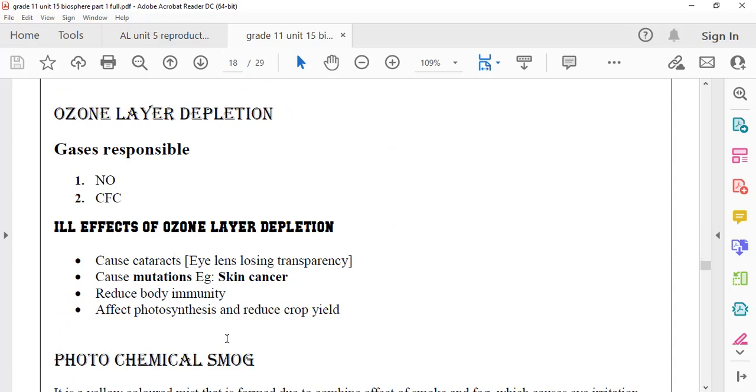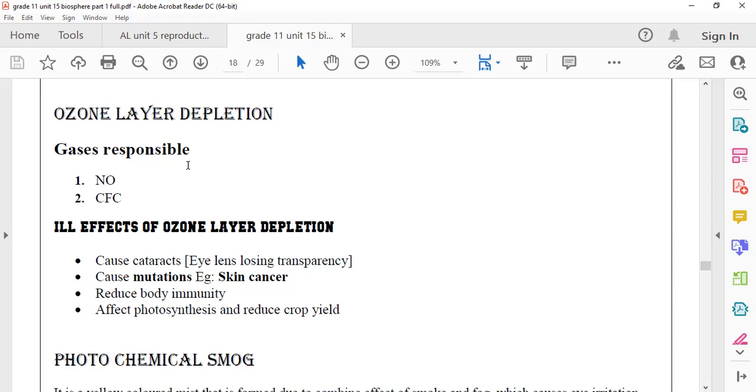In the ozone layer, holes appear. That means the ozone layer's size, its thickness, is decreasing. These gases, what are the gases? NO. Don't say no. It is nitric oxide. NO standing for nitric oxide. And the other one is CFC, chlorofluorocarbon. These two gases react with the ozone and break the ozone from its original composition. That is the problem. Anyway, because of these gases, a hole appears in the ozone layer.